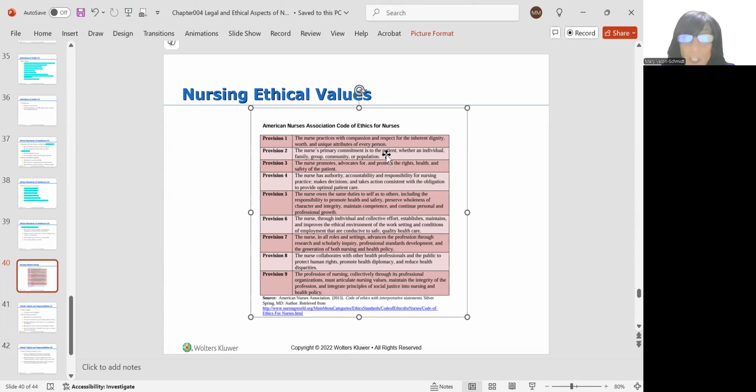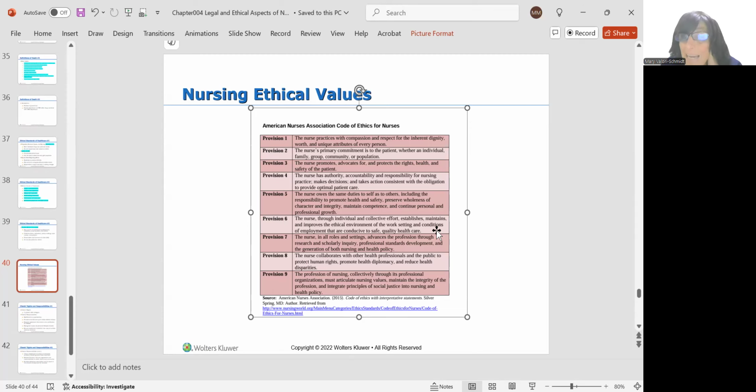Your commitment is to the patient and whoever that patient is, an individual, a family, a group, a community, or population. You promote, advocate for, and protect the rights and health and safety of your patient. You have authority, accountability, and responsibility for your nursing practice. You make decisions and take actions that are consistent while understanding what your obligation is to provide the best care. You owe the same duties to yourself as you do to others. In other words, take care of yourself, your health, your safety, right? Preserve your wholeness of character, your integrity, maintain your competence, and continue personal and professional growth.